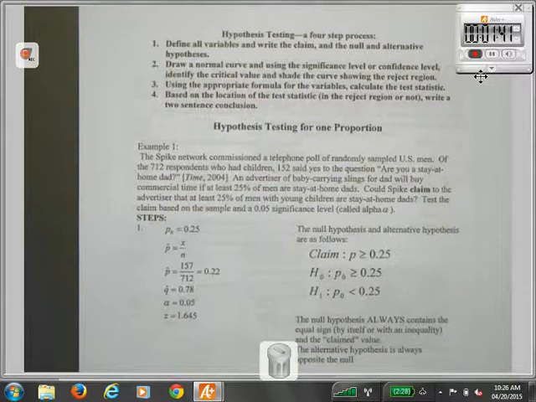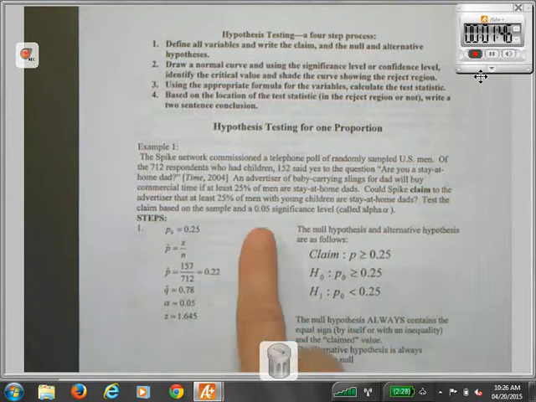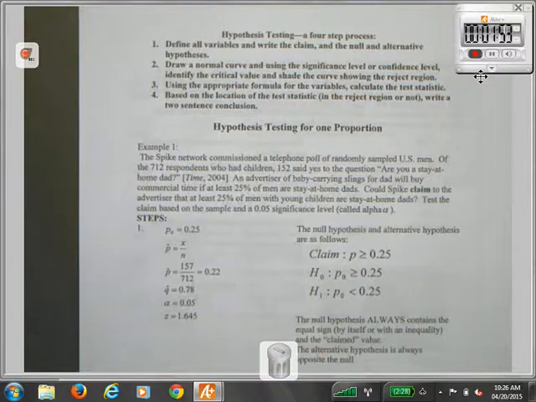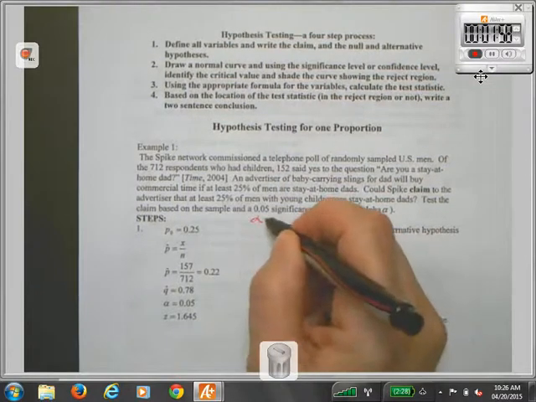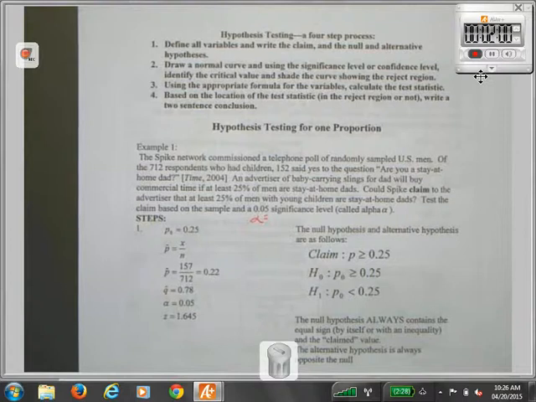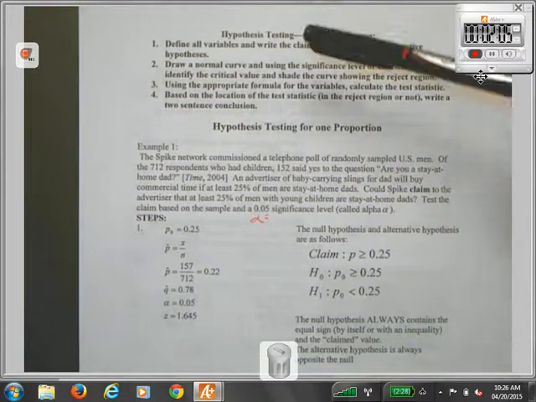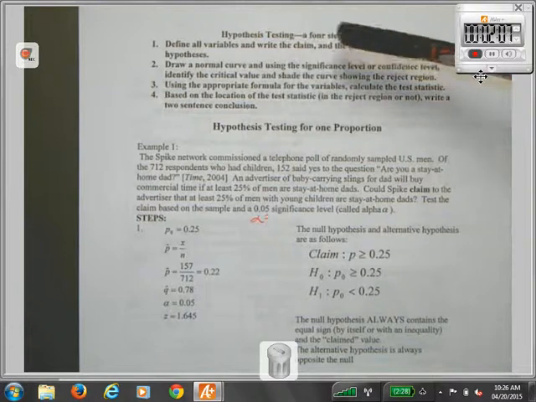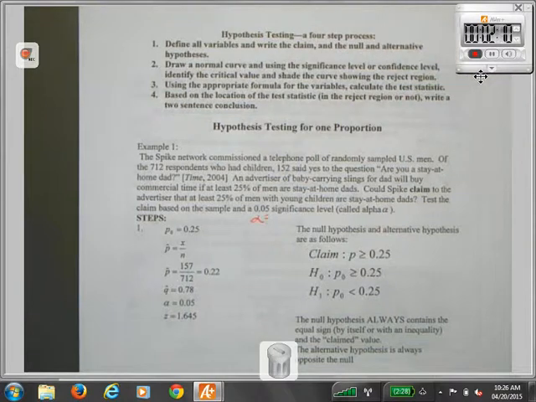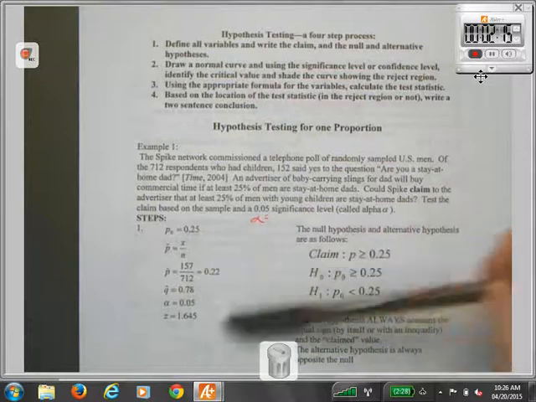Could Spike claim to the advertiser that at least 25% of men with young children are stay-at-home dads? We are going to test this claim, and we are going to use the sample that is given and what is called a significance level, which is often lettered with the Greek letter alpha. That's the significance level called alpha. Okay. In the first step, it says, define all the variables, write a claim, the null, and the alternative hypothesis. Okay, so this is step 1, defining all the variables.